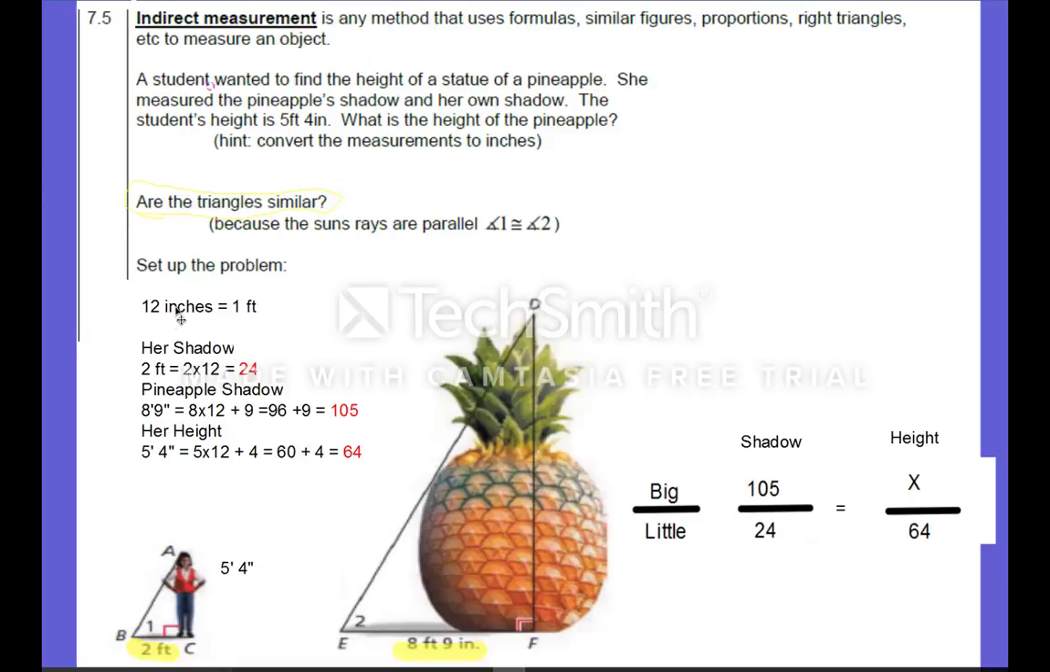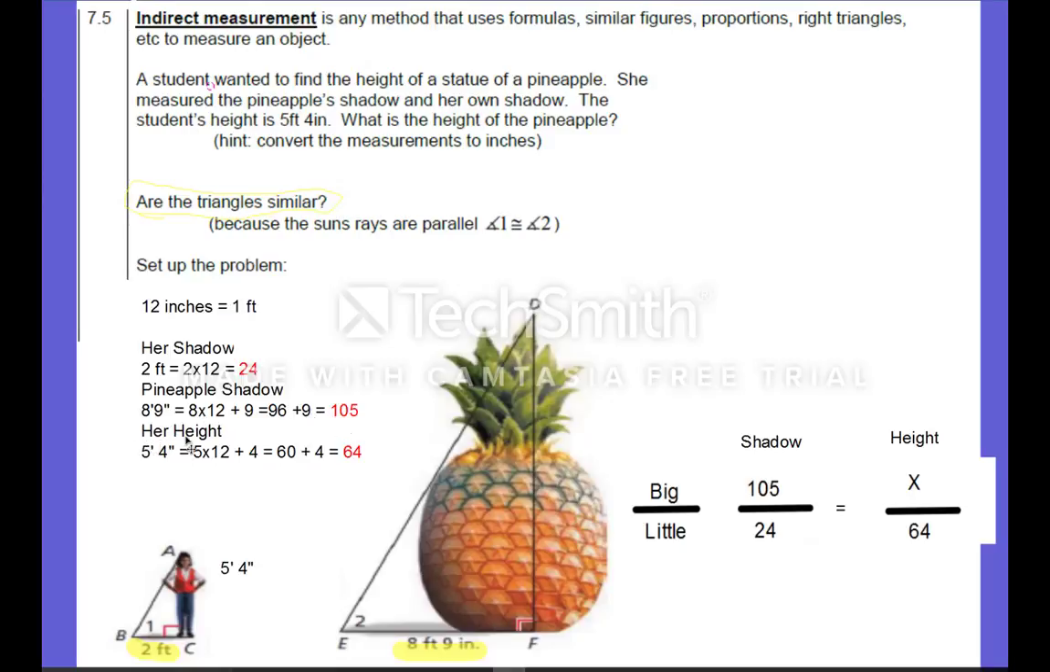Okay, so I start by converting and using my hint, make all measurements inches. So 12 inches in 1 foot. Her shadow is 2 feet, so 2 feet times 12 inches gives me 24 inches. The pineapple shadow is 8 feet 9 inches. So 8 times 12 plus the 9 inches. So I get 96 inches plus 9 inches, so I'm at 105 inches for the pineapple shadow.